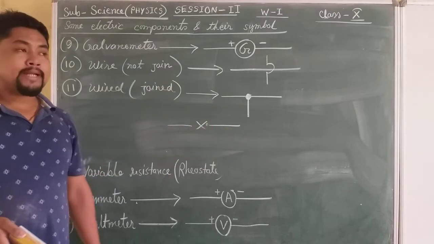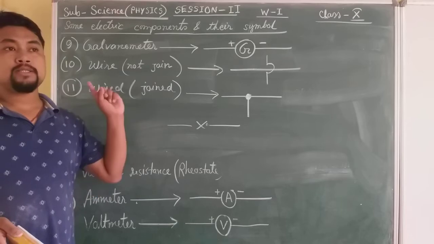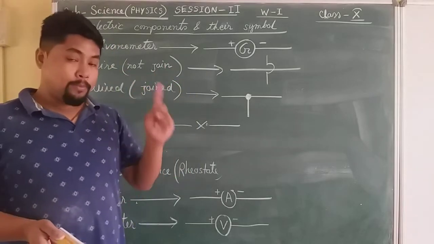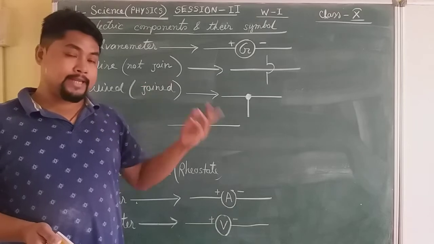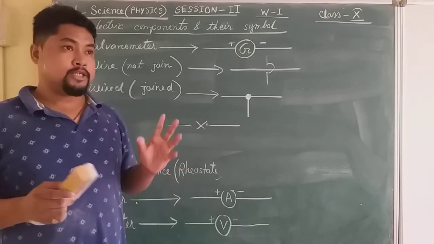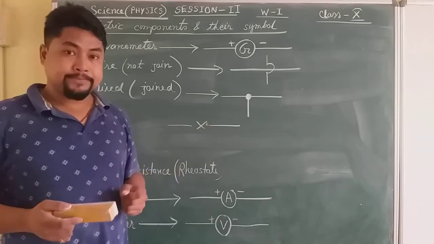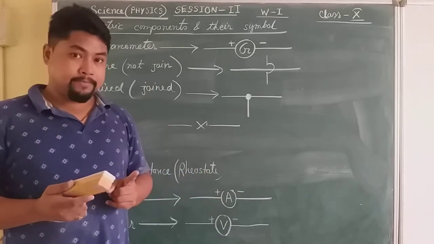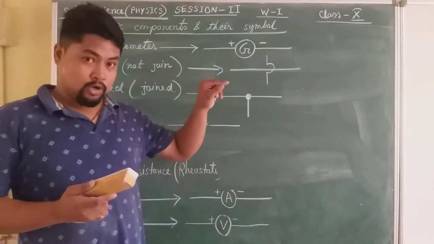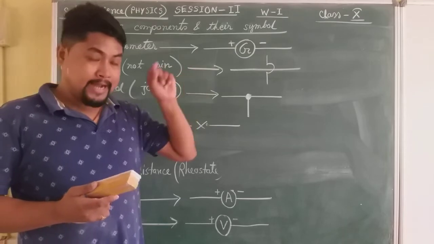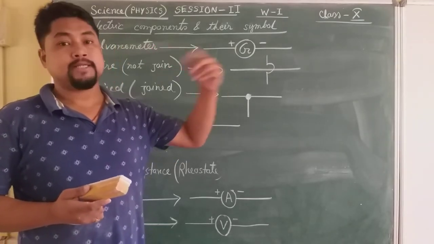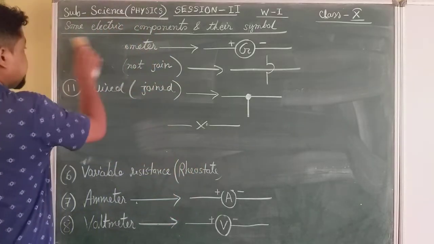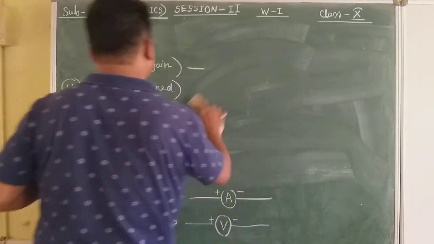So, there are two types of electric circuit. One is open circuit and another is closed circuit. If we use an open key in an electric circuit, then the circuit is known as open circuit. There is no current passing through the circuit in open circuit. And if the key is closed or the switch is on, then a current is passing through the circuit. And the circuit is then known as closed circuit. Okay? These are the electrical components.